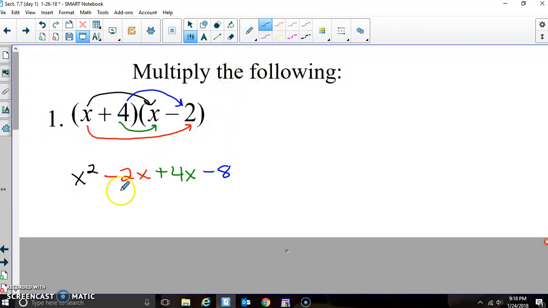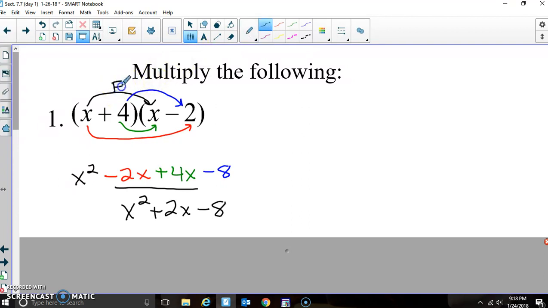Now when we do this, you always have to check to see if you have any like terms. The two middle terms are like terms. We add those together, and negative 2x plus 4x is plus 2x. And then we have, as our final answer, x squared plus 2x minus 8. Okay?